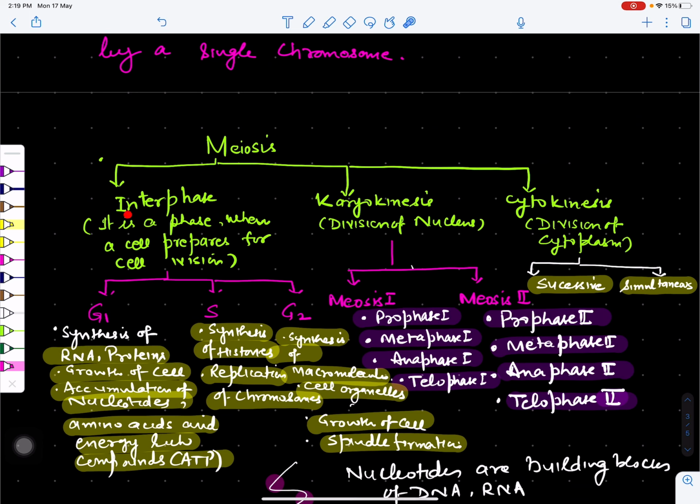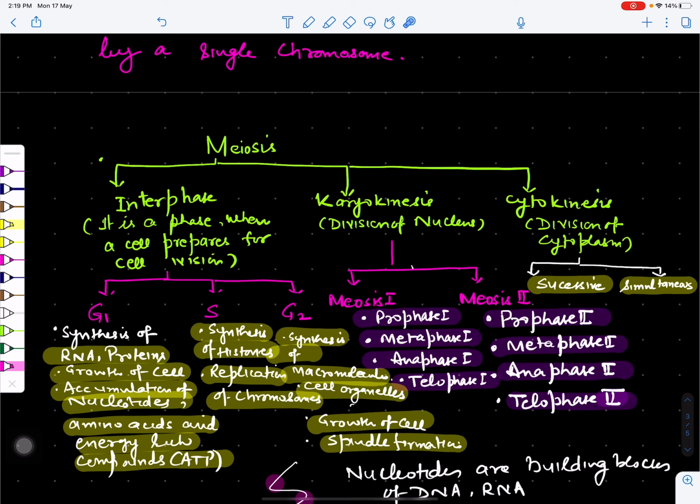Meiosis is divided into 3 subphases: interphase, karyokinesis, and cytokinesis. Interphase is the state of a cell where it prepares for cell division. It attains its proper shape, size, structure, and maturity. And this is further divided into 3 subphases: G1, S, and G2.